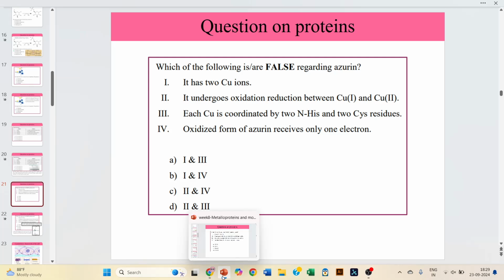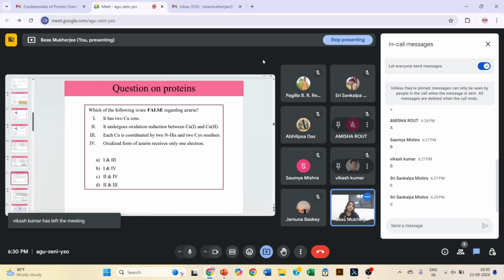Now we will talk about azurin. Azurin is a molecule which is found in bacteria, and you know about the geometry of azurin. Now you try to solve this question: which is false regarding azurin?